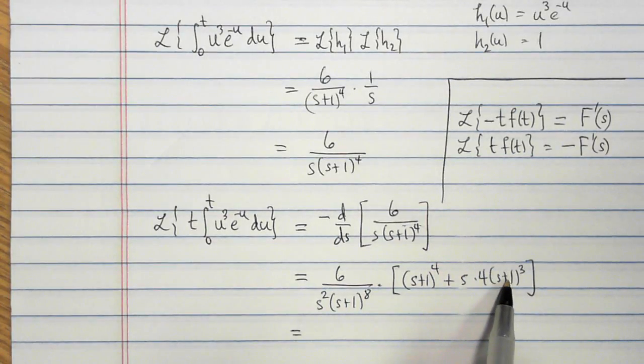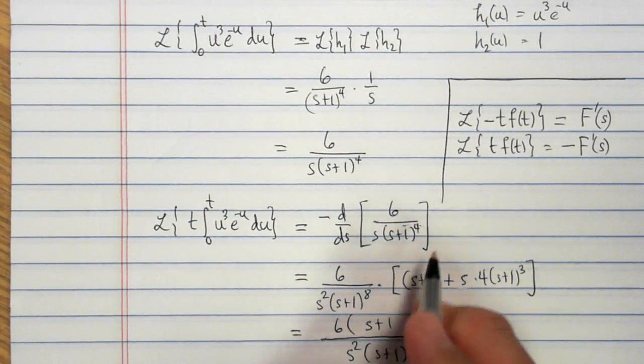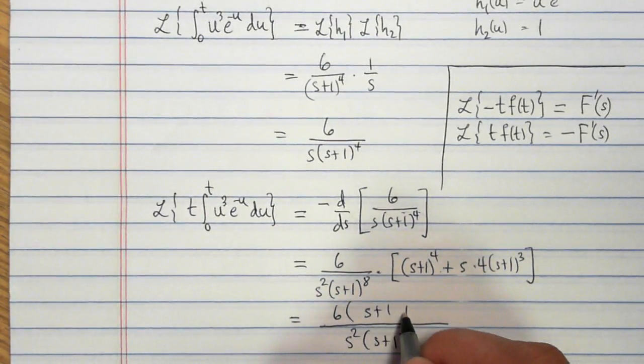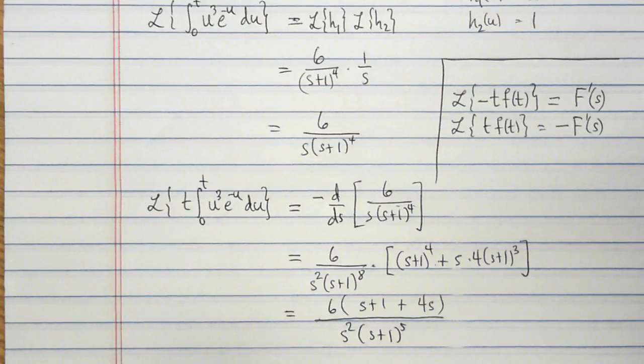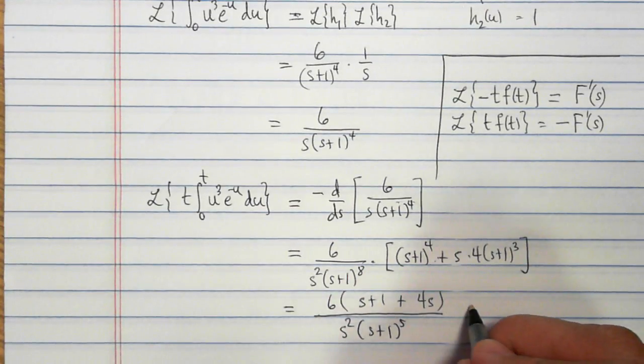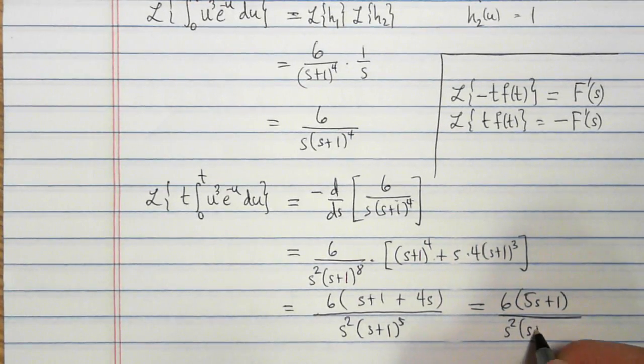Then I can factor out an s plus 1 cubed, and that'll knock out some of the terms down here. So I'll get s squared, s plus 1 to the fifth, 6 is still in front. I have an s plus 1 that survives off this part. Also, I have 4s that survives off this part. And so the practical upshot is that this is equal to 6 times 5s plus 1 over s squared times s plus 1 to the fifth power.